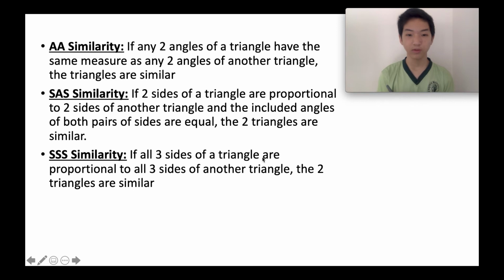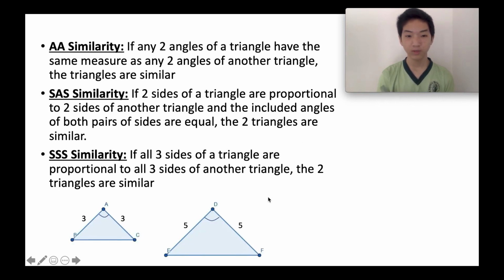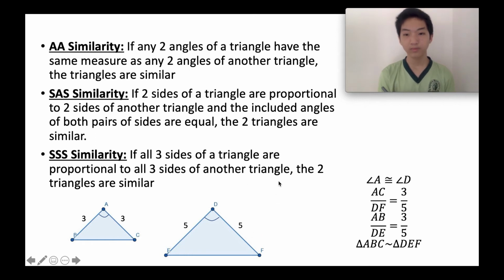Now for an example of what it means for sides to be proportional, we're given these two triangles here. Well, it's given that angle A is congruent to angle D. We can also see that side AB is 3, side AC is 3, DE is 5, and DF is 5. Well, to test proportionality, we divide AC by DF. We see that's 3/5. We divide AB by DE. We see that's also 3/5. So what it means, since we got the same number, is that they're proportional to each other.